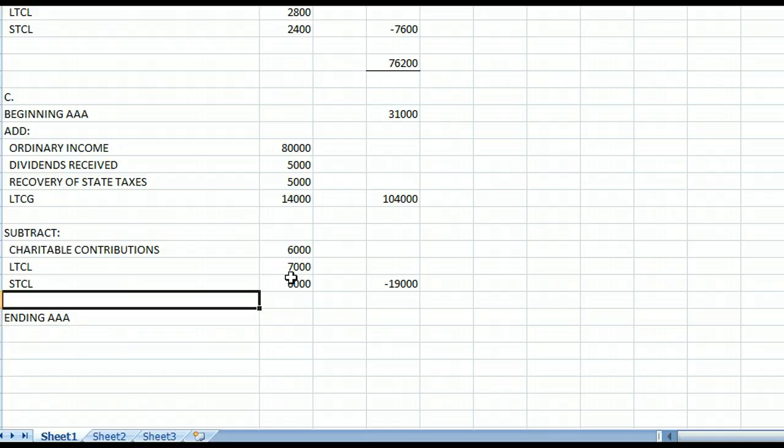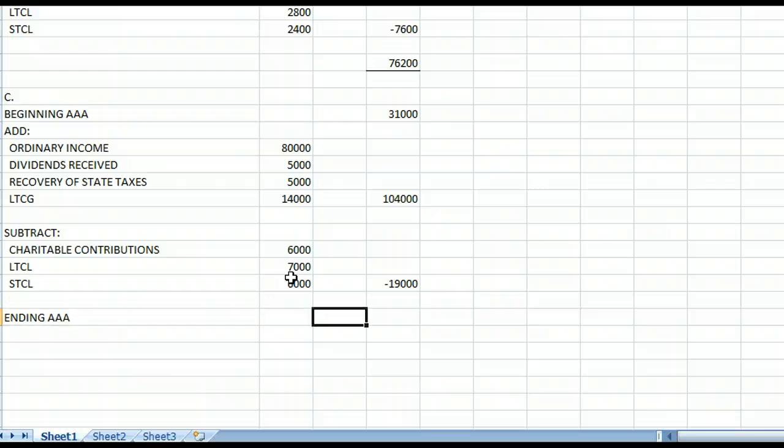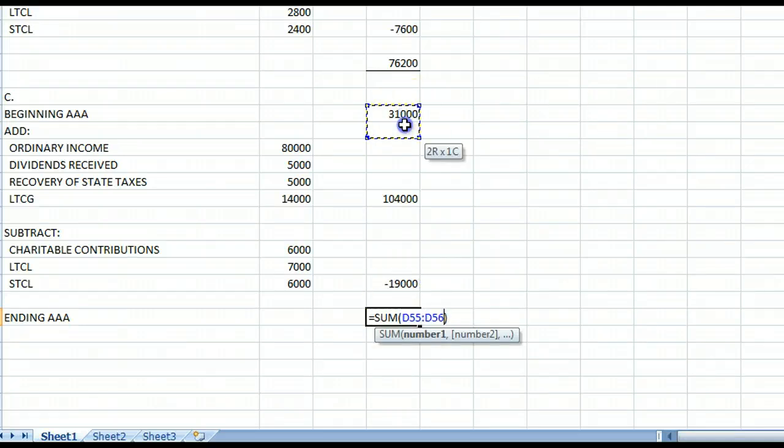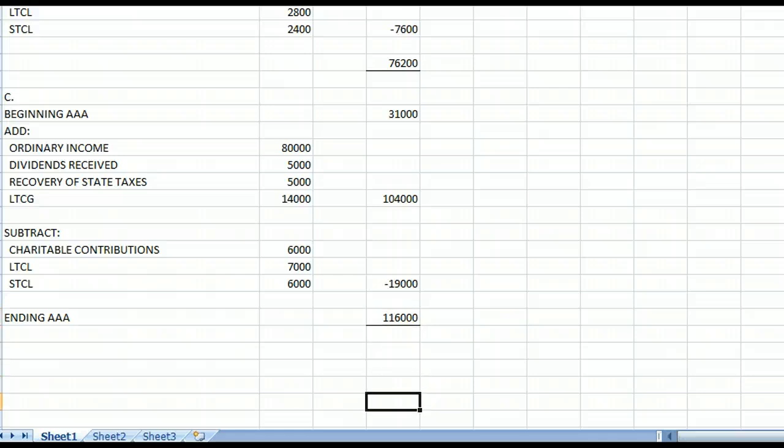Now, had we incurred any expenses associated with generating the tax-exempt income, those likewise would not be included here, in my AAA account. So, we'll do a sum here. These. And when we do, we're going to get an ending balance in my AAA of 116,000.